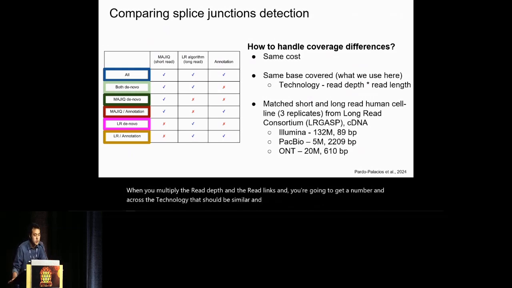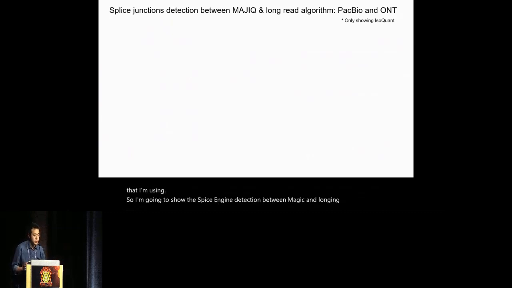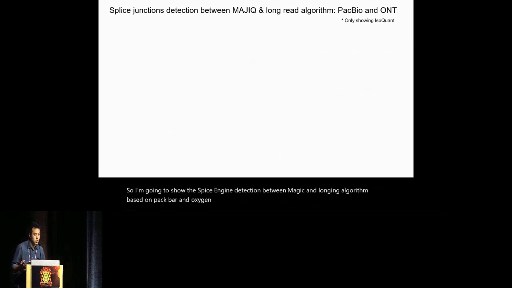And for the rest of the analysis that I'll be showing, I'm using a matched short and long read human cell line from the long read consortium dataset based on cDNA, and here are the list of the read lengths and the read depths of the technology that I'm using. So I'm going to show the splice junction detection between MUJIC and long read algorithm based on PacBio and Oxford nanopore. We use 4 long read algorithms, but I'm going to show only based on an algorithm called IsoQuant, not on the other algorithms, because IsoQuant can be run with one command option, which was really easy to finish the analysis in time.